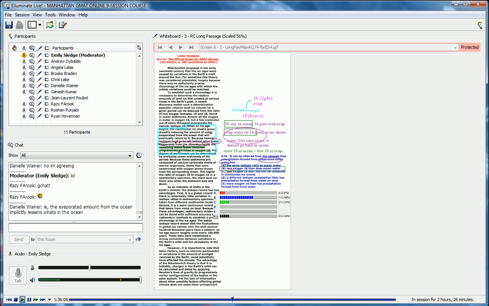Yeah, and I like the way you're putting that, Danielle. The evaporated amount lessens within the ocean. All right. I think this is a good point for us to break and take 5 minutes just to clear our heads and come back and do some math.